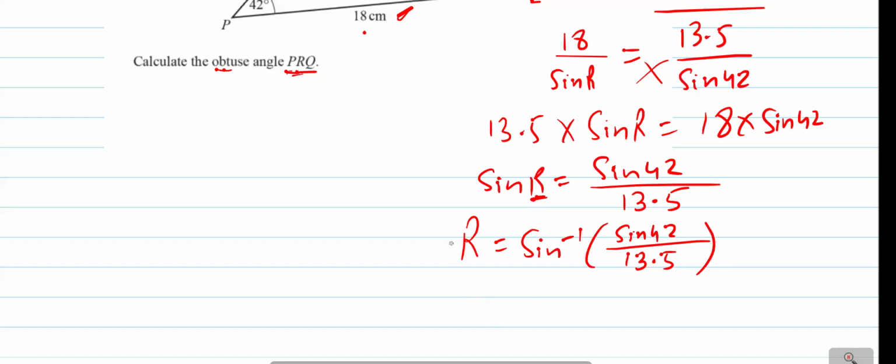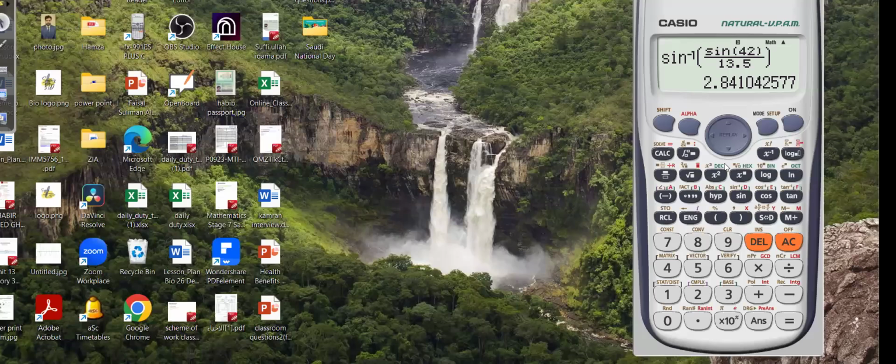Oh my god, yes, it is 18 also. That is why I was saying I'm getting something wrong. Thank you for letting me know. I'll do it again. Sine inverse, 18 multiplied by sine 42, divided by 13.5. So it will be 63.14.